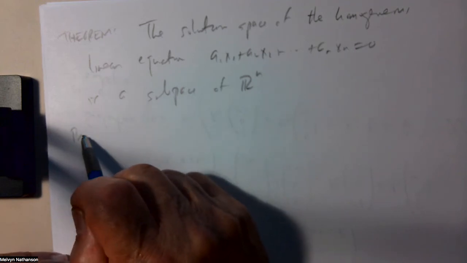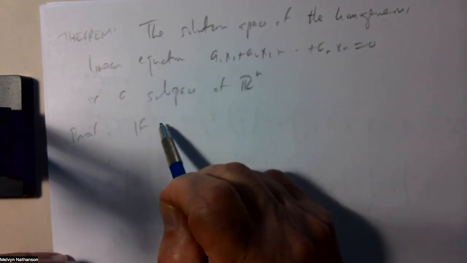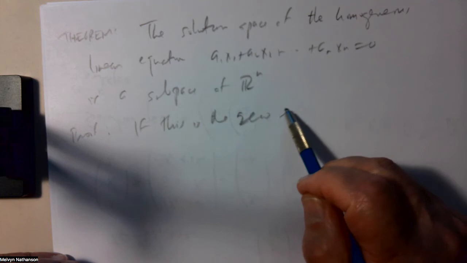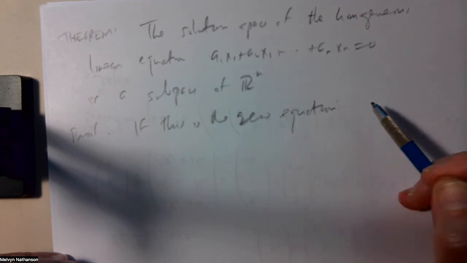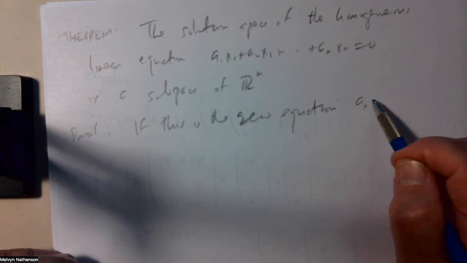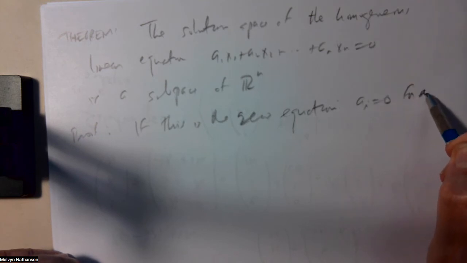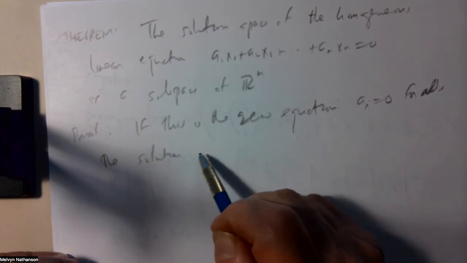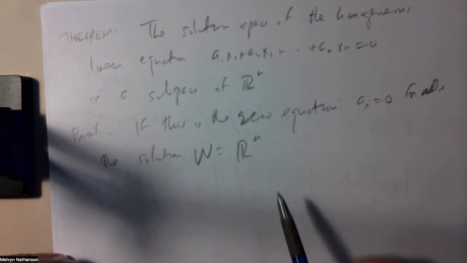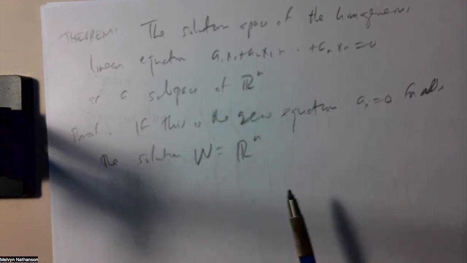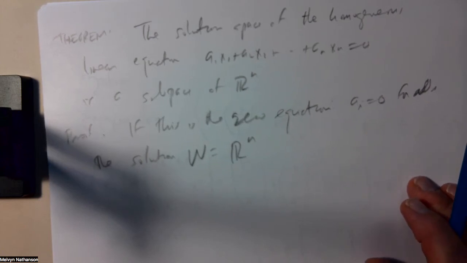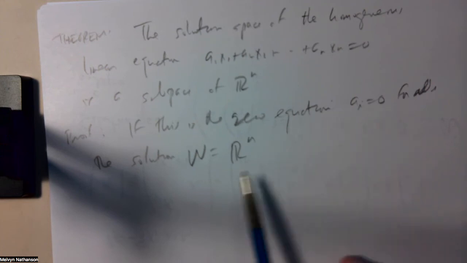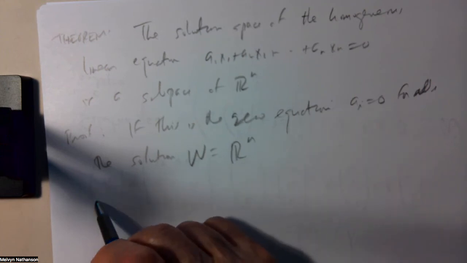And notice, if this is the 0 equation, the 0 equation means that all of the coefficients are 0. Then the solution space, W, is in fact all of Rn. Because if each of these coefficients is 0, every vector solves the equation. Every choice of x solves the equation. So if this is the 0 equation, the solution space is all of Rn.